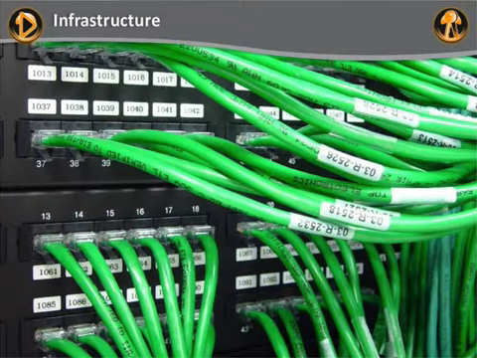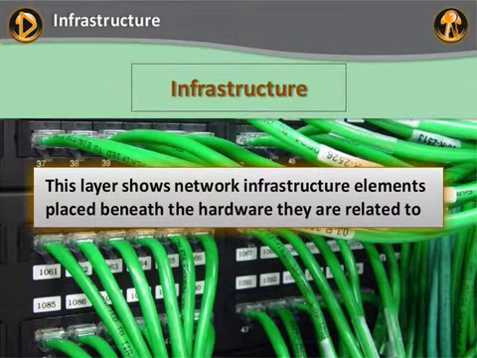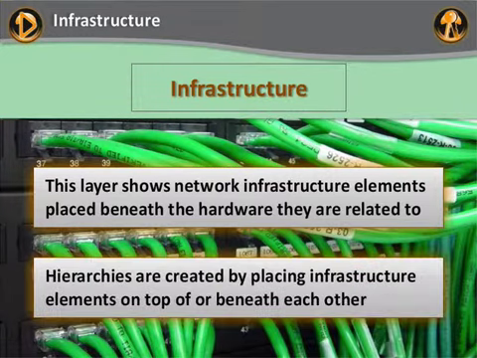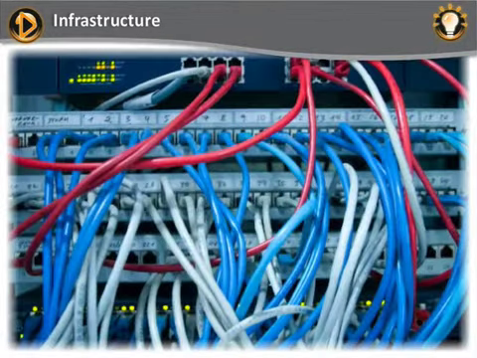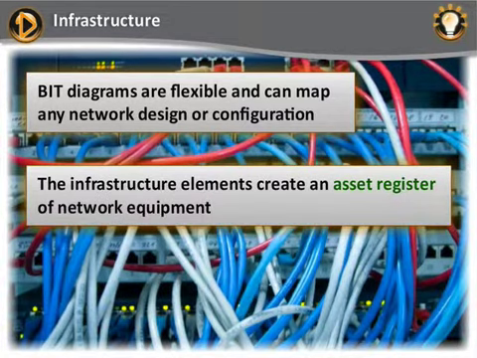The bottom layer of our bit diagram is the infrastructure layer. This layer shows the network infrastructure elements, with elements placed beneath the hardware elements they are related to. Infrastructure hierarchies are created, for example a router and a switch, by placing infrastructure elements on top of or beneath each other. OBASHI creates flexible bit diagrams that can be used to map any network design or configuration. Populating the infrastructure layer creates an asset register of all the network equipment in the organization.